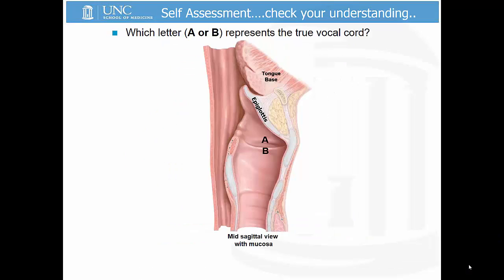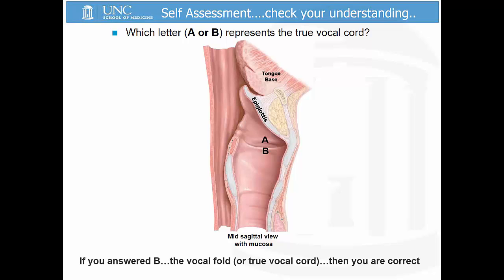Let's consider another self-assessment so you can check your understanding. Which letter, A or B, represents the true vocal cord? If you answered B, the vocal fold or true vocal cord, then you are correct. A is the false or vestibular fold.